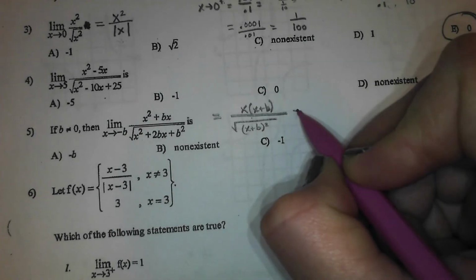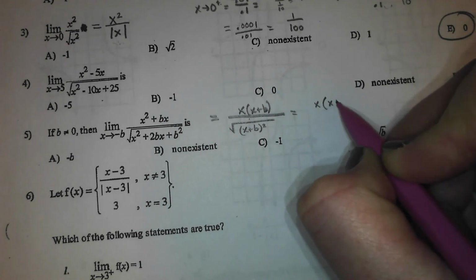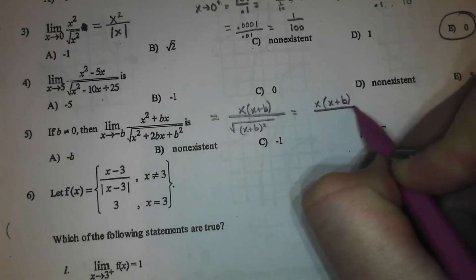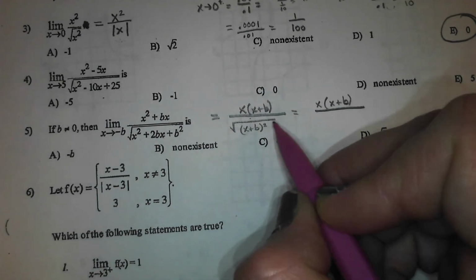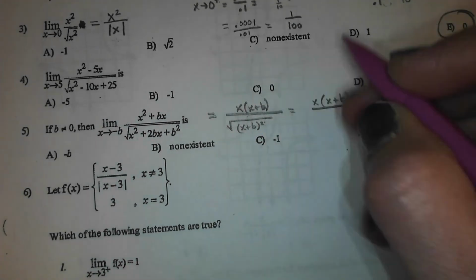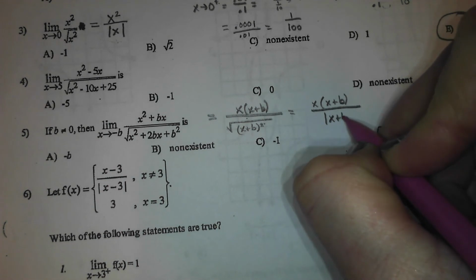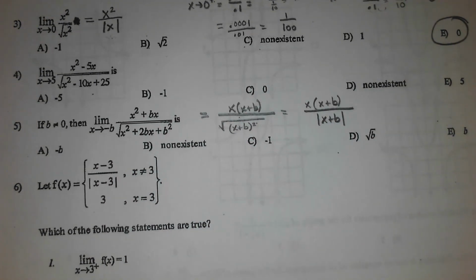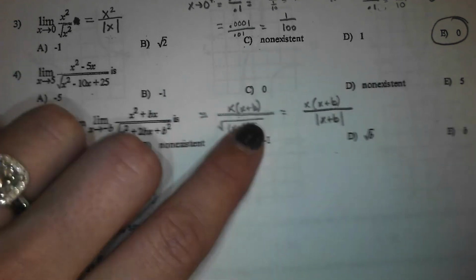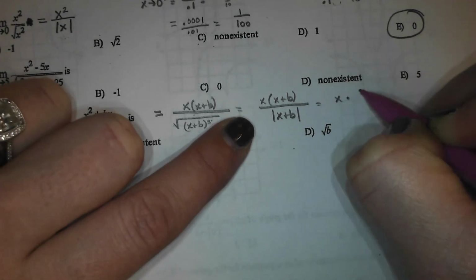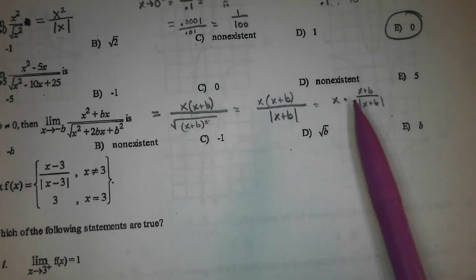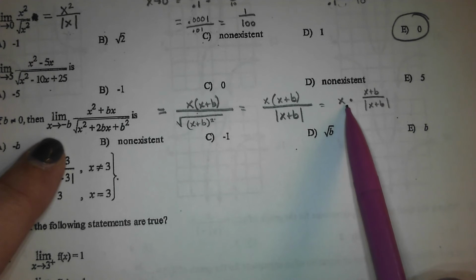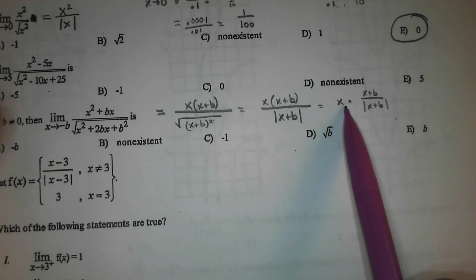And so on the bottom, I have a square root of something squared. Even root, even degree, so they don't just cancel. You have to put an absolute value around them. Okay? So if I break this up into two functions and I consider it as x times this, x plus b over absolute value of x plus b, the limit as this one approaches negative b is negative b.